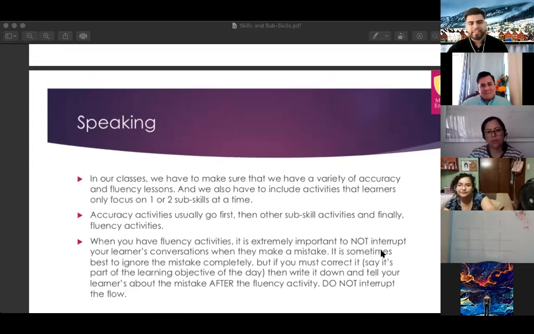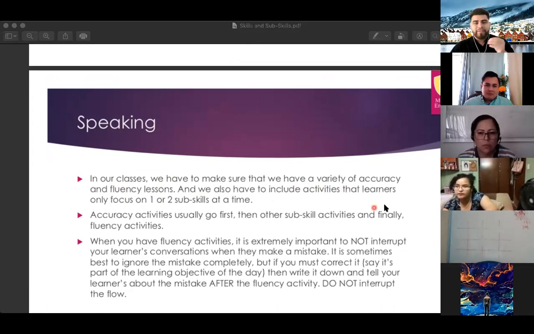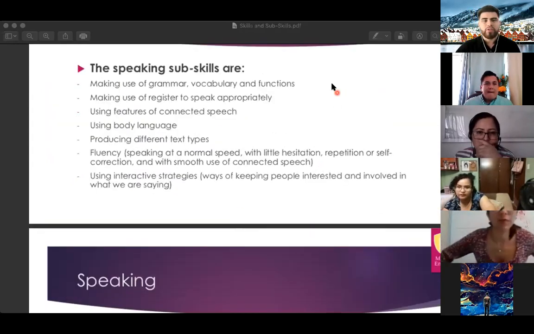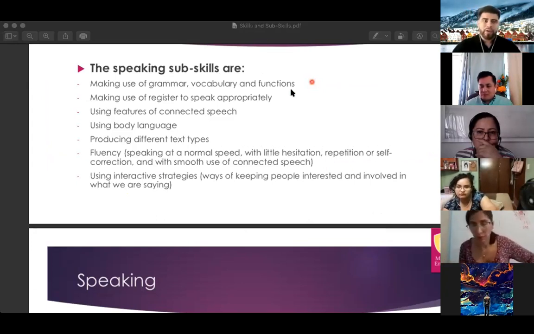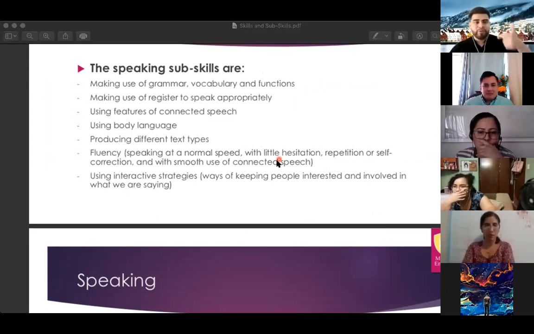All right, guys, just listen while I read this to you. In our classes, we have to make sure that we have a variety of accuracy and fluency lessons. And we also have to include activities where learners only focus on one or two sub-skills at a time. Okay, so here are our sub-skills. They should only focus on one or two at a time. Don't try to focus on grammar, fluency, and body language all at the same time. It's too much. Maybe just focus on body language and fluency, or maybe just grammar, one or two things at a time.